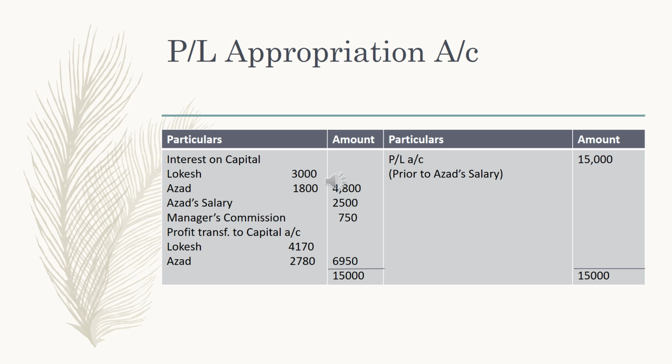Now we find the balancing figure. This is 6,950, which is divided between both the partners. It is a profit in this case. So profit is transferred to the capital account. We will be transferring this profit from P&L appropriation to the capital account of the partners, and this profit is distributed in the ratio given in the question, that is 3 is to 2. So 6,950 into 3 upon 5 and 6,950 into 2 upon 5. This is how we have got these two amounts for the profit.